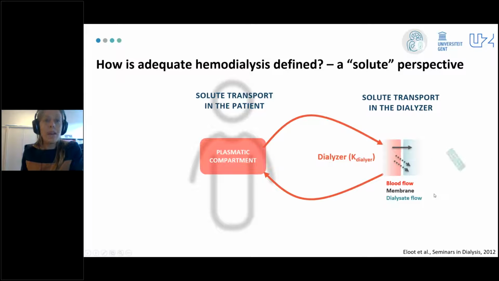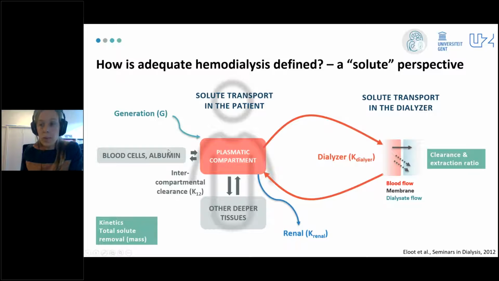And now we are talking about clearances of solutes and extraction ratios. Inside the patient's body, on the other hand, solutes are distributed over different compartments, and the sum of all these compartments is going to define the total distribution volume of a particular solute. How fast the solute can be transported from the deeper tissue to the plasmatic compartment, where it can be removed by the dialyzer, is defined by the intercompartmental clearance.